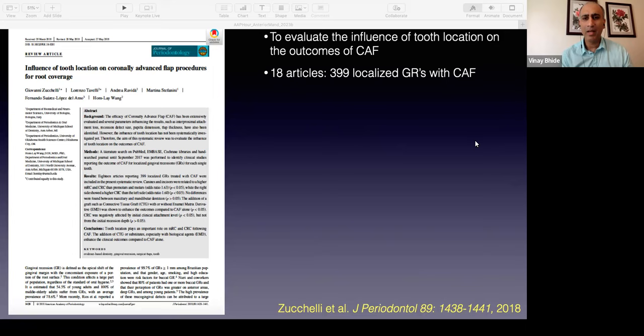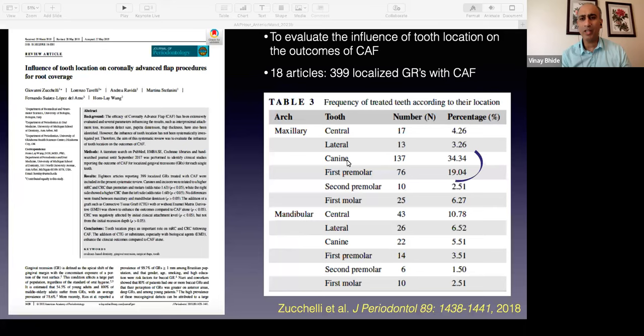And what they found was, when they did their distribution of teeth according to location, the vast majority of teeth that were treated were in the canine and first premolar areas, accounting for more than 50% of the teeth treated, compared to mandibular central and lateral incisors, which is only about 17 or 18%. So almost a threefold difference between the mandibular incisors and the canine and premolars in the maxilla. Okay, so of course our data is going to reflect mostly what it's represented by, which is canines and premolars.